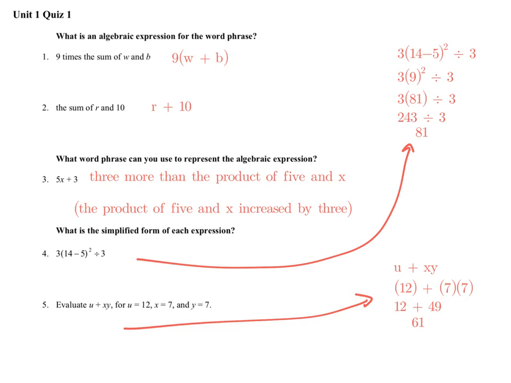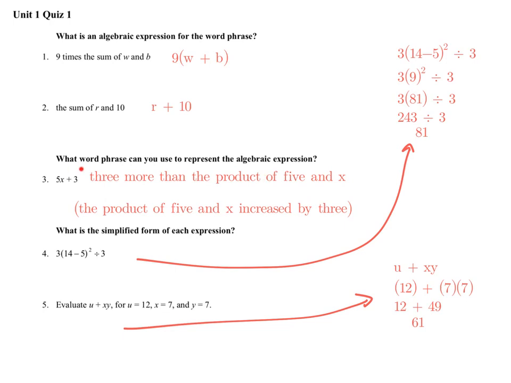Okay, just a real quick explanation of the answers here. This one says 9 times the sum, so we need to have the sum first, and that goes in parentheses to be done first. 9 times the sum of W and B, so remember sum is plus, and then 9 times that sum, so we put a 9 outside the parentheses. The sum of R and 10, you're just adding, and you add those R plus 10.